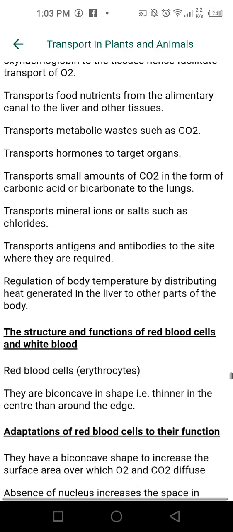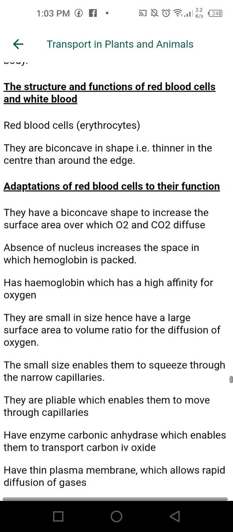The structure and functions of red blood cells and white blood cells. Red blood cells, erythrocytes. They are biconcave in shape, i.e., thinner in the center than around the edge. Adaptations of red blood cells to their function. They have a biconcave shape to increase the surface area over which O2 and CO2 diffuse. Absence of a nucleus increases the space in which hemoglobin is packed.